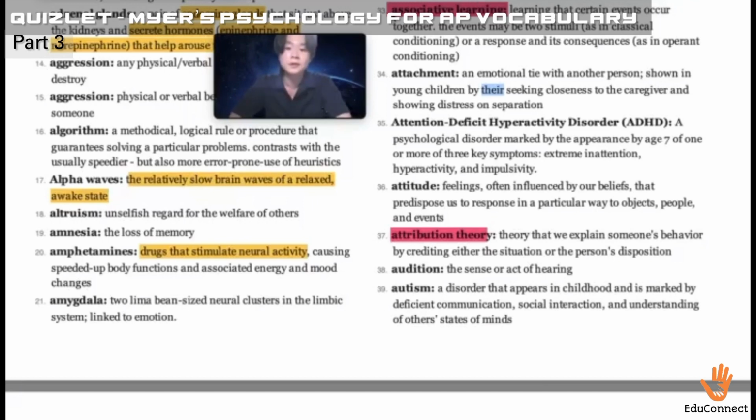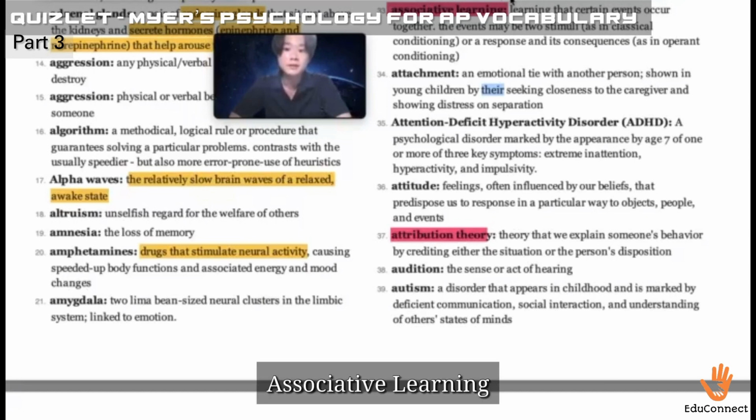Okay, so associative learning is learning that certain events occur together. The events may be two stimuli, as in classical conditioning, or a response and its consequences, as in operant conditioning. So associative learning is learning something through events that are interconnected with each other. It's called associative learning, right? In association with other events, you're learning a new thing.